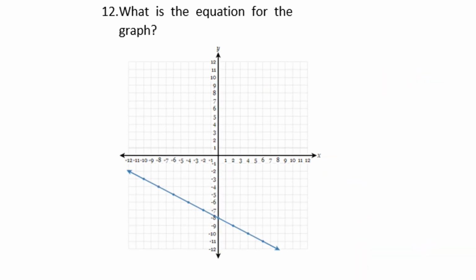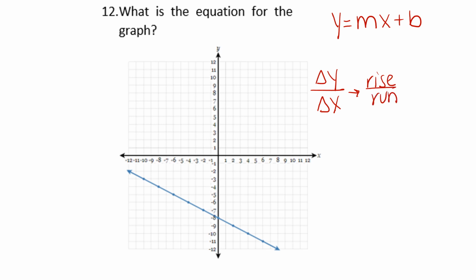For number 12, writing the equation of the graph, we're going to write it in slope-intercept form, y equals mx plus b. Starting with the rate of change, we write it as a fraction, the change in y over the change in x, or called the rise over the run. Picking out 2 points that we can read clearly, we're going to connect our dots. We have to go down 1, so down would be a negative, and then we go right 2.